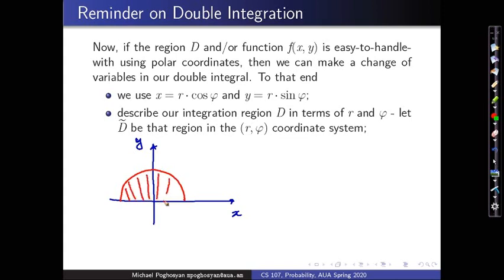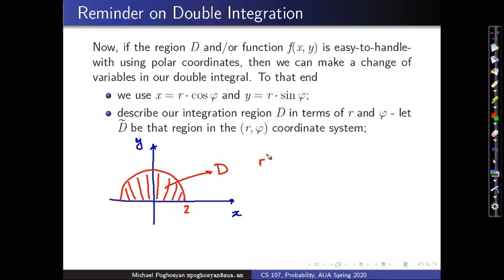So this is our D. Here, say I have a half circle with radius 2. I need to describe the same D, this region, by using R and phi.